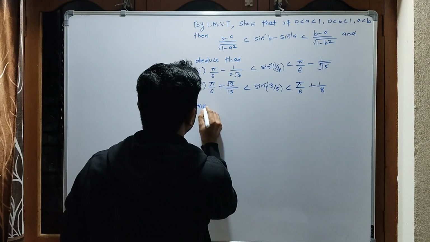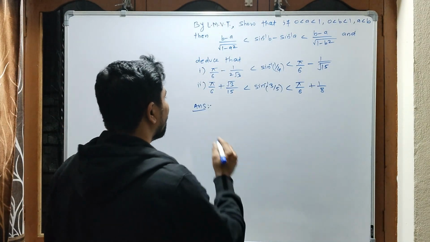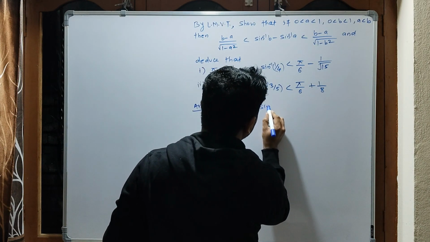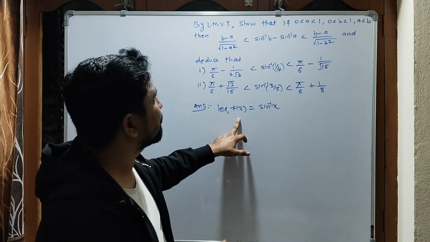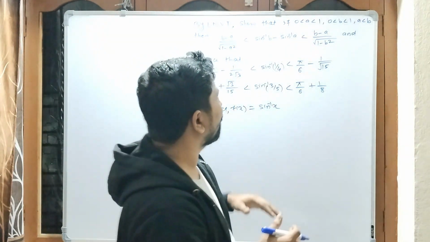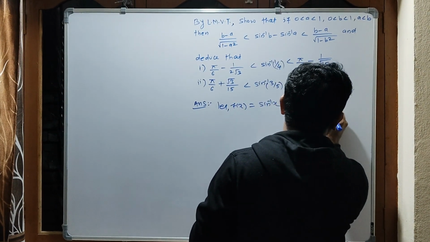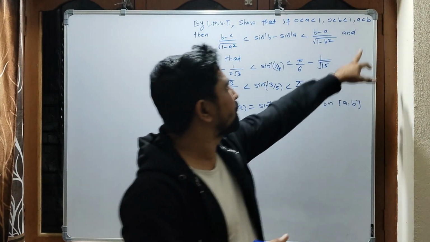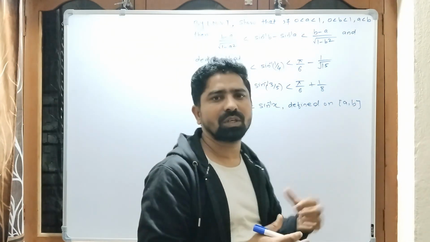Answer: let first I take one function. Let f of x equal to sin inverse x. So here I will take the function f of x equal to sin inverse x, a trigonometric function, defined on the closed interval a to b. Of course b is greater than a, that is a is less than b.